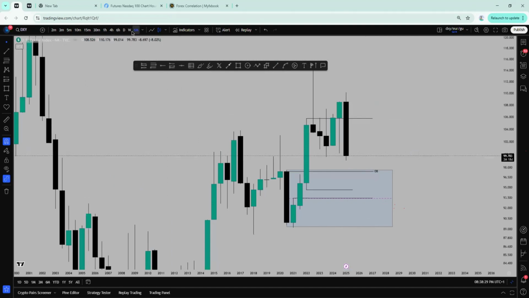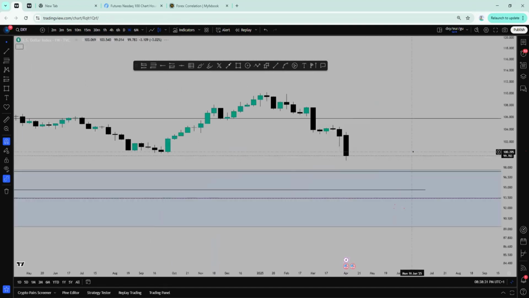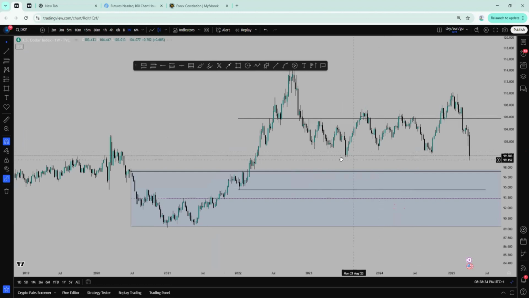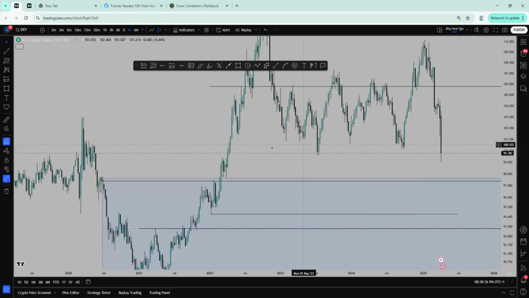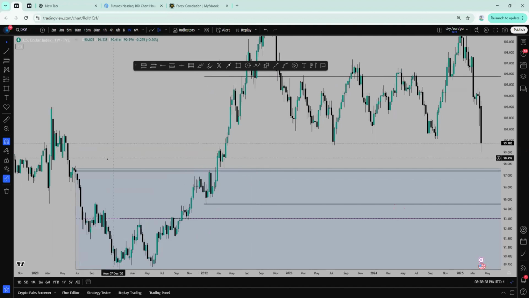So let's go straight down to the 1 week, and then we'll see how this area looks like. All right, beautiful. Now on the weekly time frame, we can see that the line where we have our order block in, we also have a weekly order block which is sitting right here.